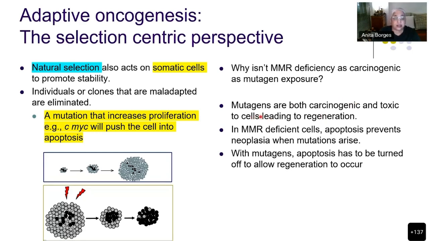And when a cell dies, it leads to regeneration. And in MMR deficient cells, we just said, apoptosis prevents neoplasia when mutations arise. But with mutagens, apoptosis has to be turned off, because there is death that is happening and regeneration has to occur, and as a result of which the cell cannot be pushed into apoptosis. So this is, to me, a very, very interesting thing.